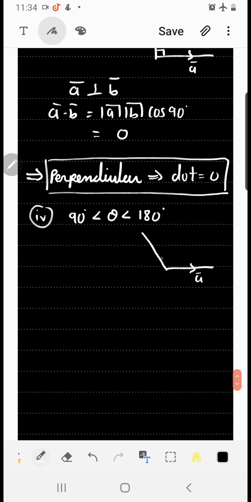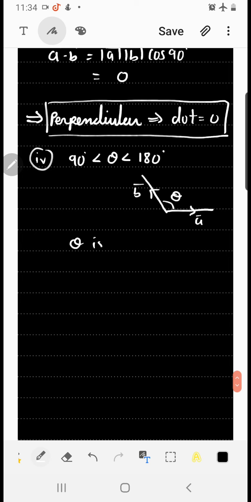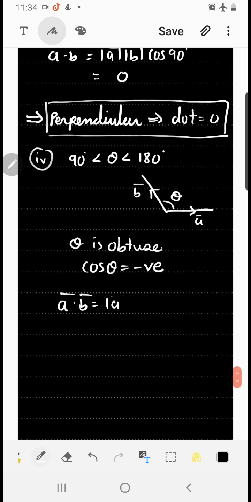This is your A bar, this is your B bar, and this is your theta. We don't know the actual value of theta, but can I at least say theta is obtuse? When theta is obtuse, that is second quadrant, cos theta would be negative. And if cos theta is negative, can I say A bar dot B bar would be mod of A, mod of B cos theta.